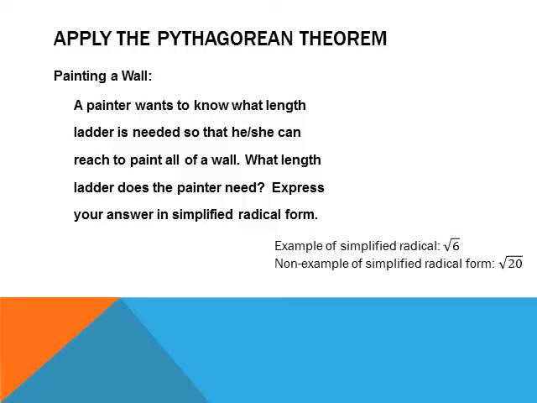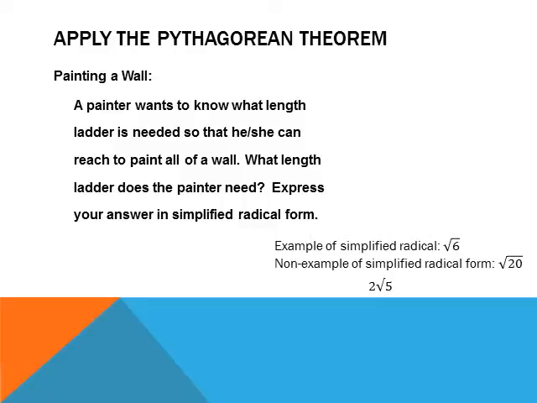A non-example of simplified radical form would be root 20. Here I know that 5 times 4 equals 20, and I also know that 4 is a square. So if I was to put root 20 in simplified radical form, it would be 2 root 5. All right, let's get back to the problem.